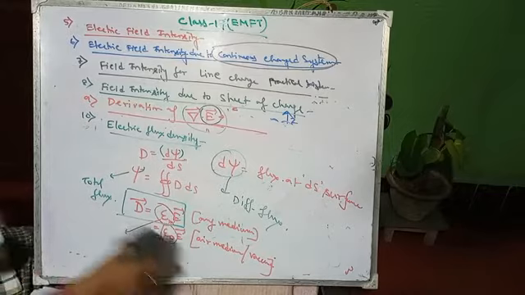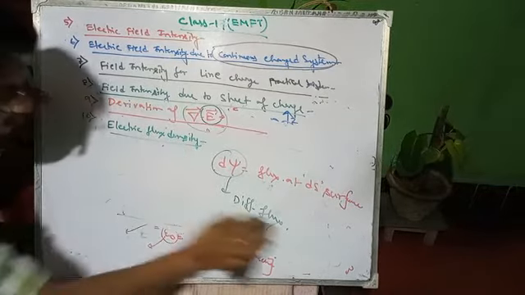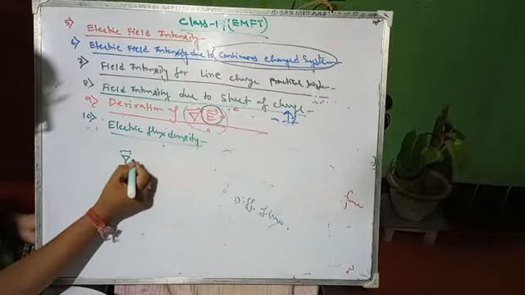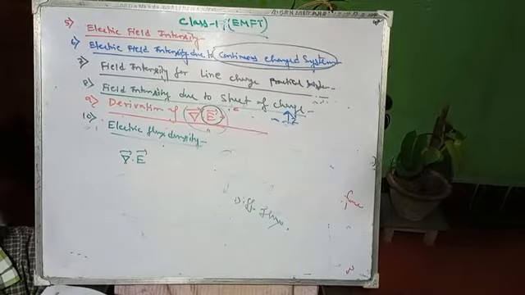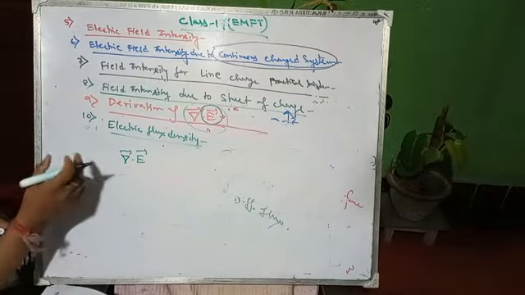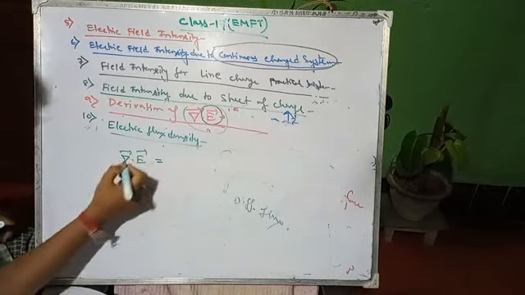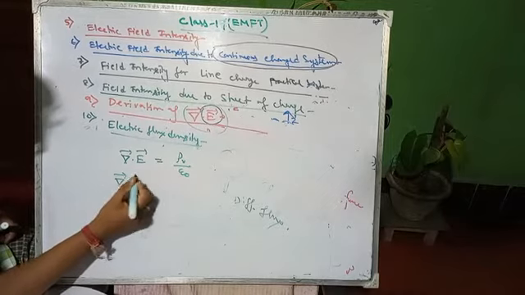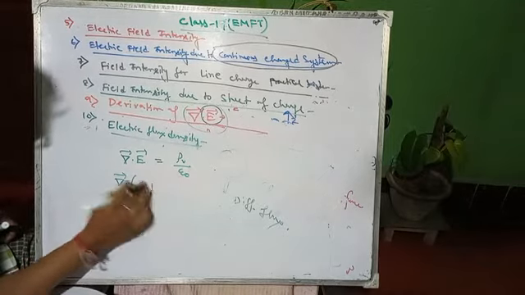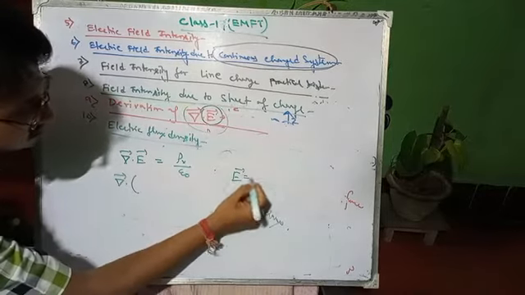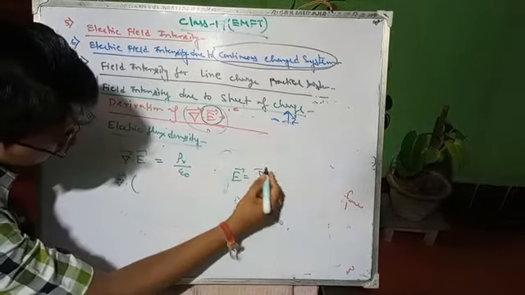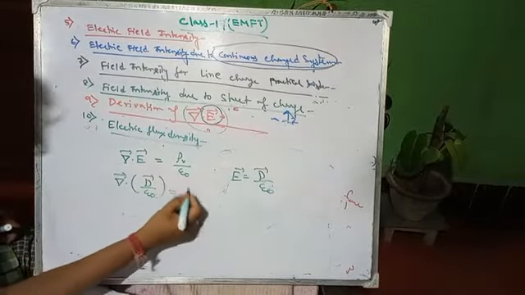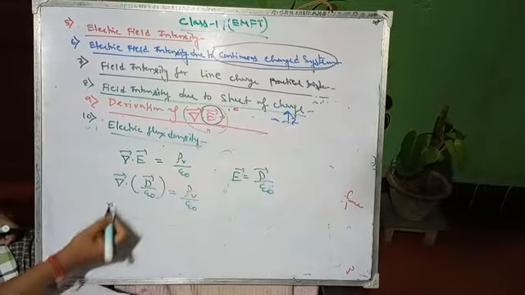Now, if we express it, we know from the first equation of Maxwell that divergence of E equals rho v by epsilon naught. And E equals D by epsilon naught for air medium, right? So divergence of D by epsilon naught equals rho v by epsilon naught.